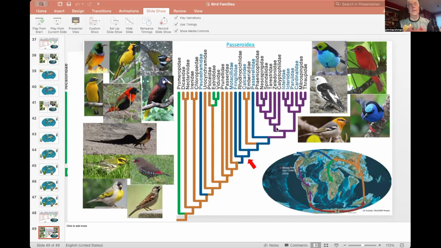So here in America, the New World nine-primaried oscines are fairly dominant in terms of passerines that you'll likely see, right? So all the sparrows except for the Old World sparrows, all the warblers, all the cardinalines, all the blackbirds, those are New World nine-primaried oscines.